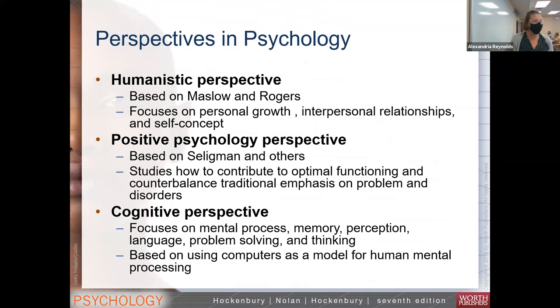Any questions about humanistic, positive, or cognitive perspectives? Is everybody good? Am I going too fast, or is everybody fine with this? Everybody good? Okay, everybody at home is good. I don't see anything in the chat.